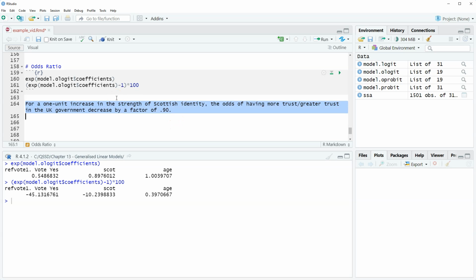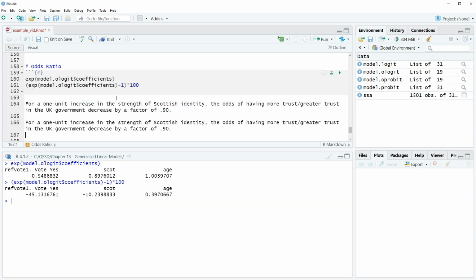I'm going to highlight this, copy it down, and take a quick look at the percentage version. So here's the percentage version. The odds of having more trust, greater trust in the UK government decreased by, if we round it, 10%. So for a one-unit increase in the strength of Scottish identity, the odds of having more trust, greater trust in the UK government decreased by 10%.